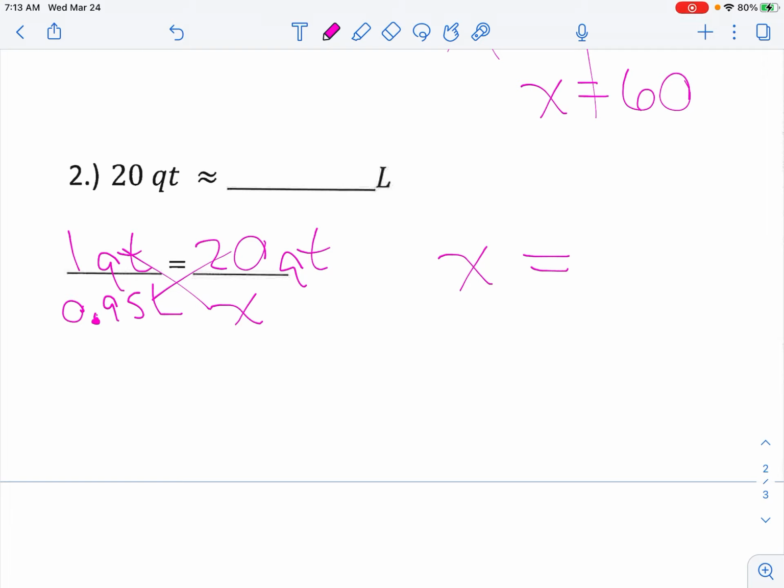Go to your calculator, multiply your cross products, 20 times 95 hundredths, and that says 19. Now, this is different than anything we've ever had because notice there is no coefficient sitting in front of my x. If there's no coefficient, that's your solution. Answer, 19 liters.